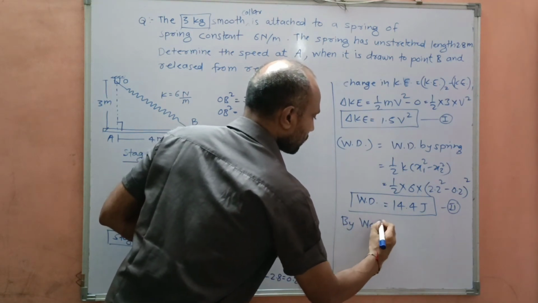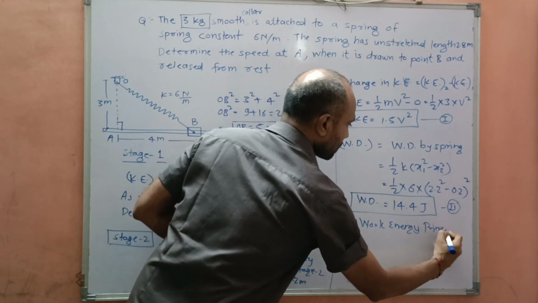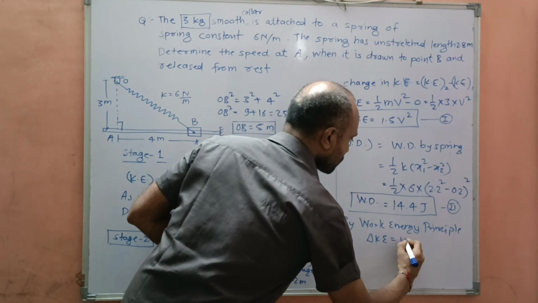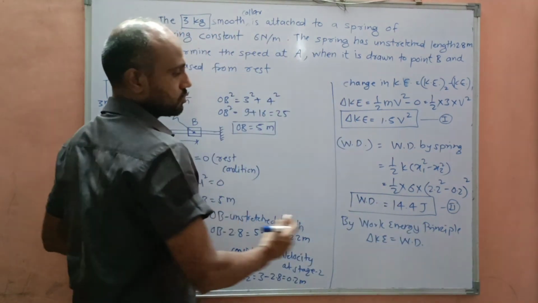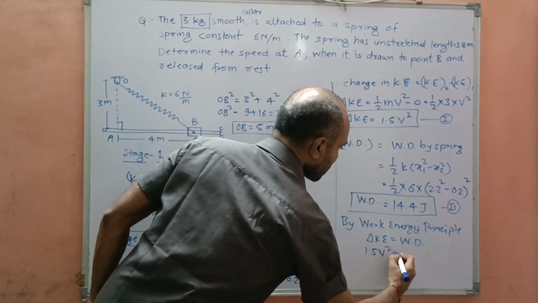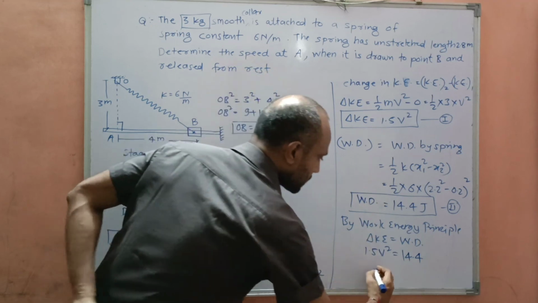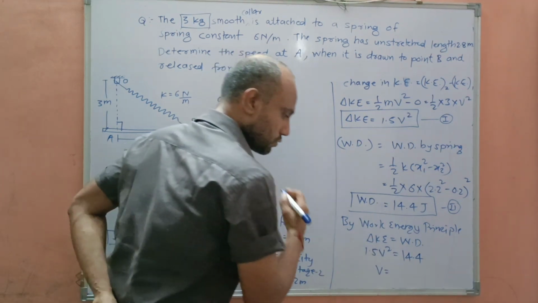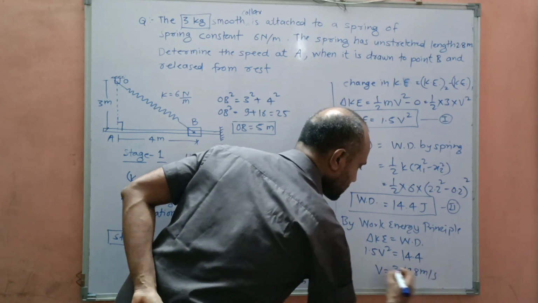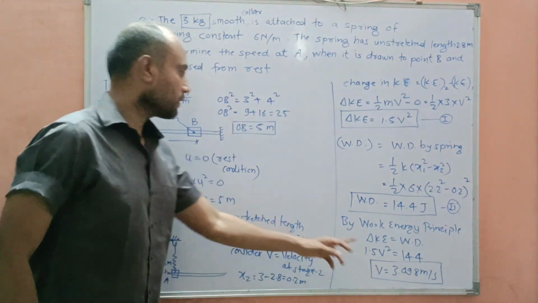By the work energy principle, we can write change in kinetic energy is equal to total work done. So what is the change in kinetic energy? It is 1.5 v square, and work done is equal to 14.4. If we calculate this, we get velocity v equal to 3.098 meter per second. This is the value of the velocity we are getting, and this is the velocity of the collar at point A.